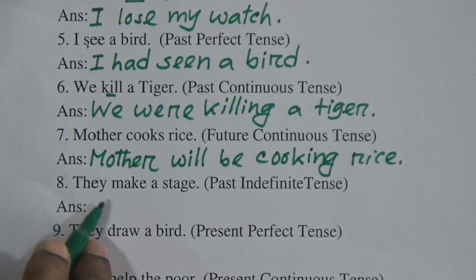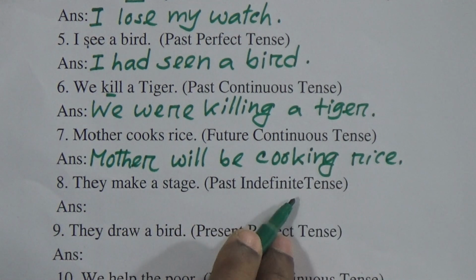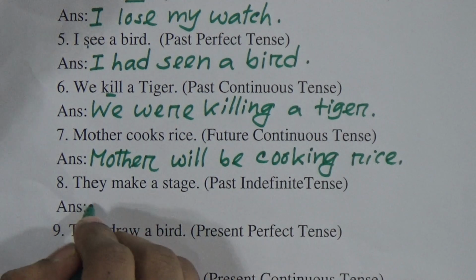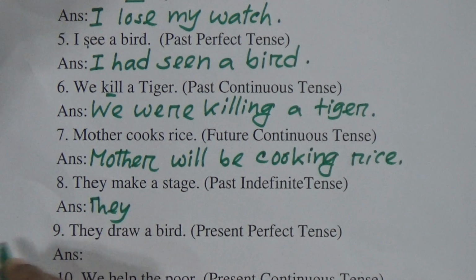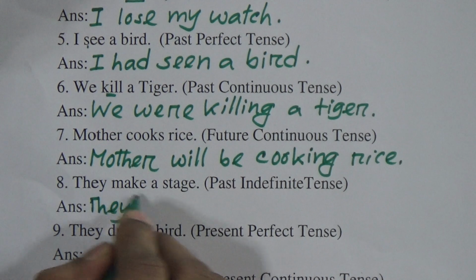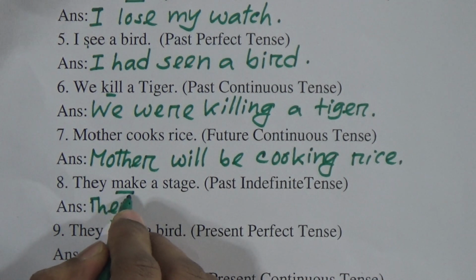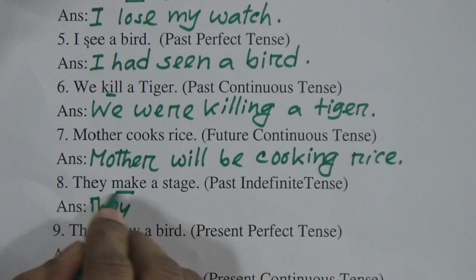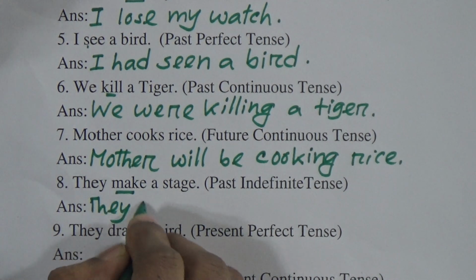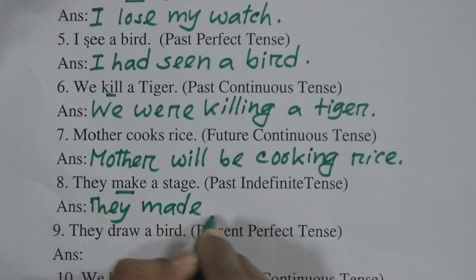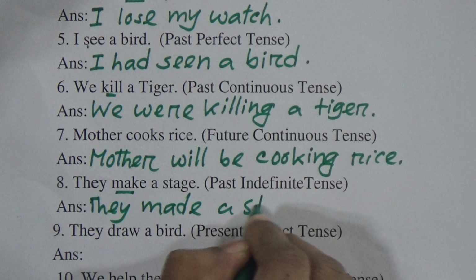Number 8. They make a stage, to past indefinite tense. So in past indefinite tense, what comes first? Subject. After the subject, what comes? Past form of the main verb. So the past form of make is made. They made a stage.